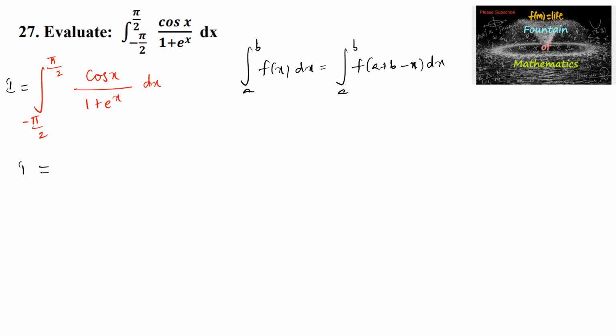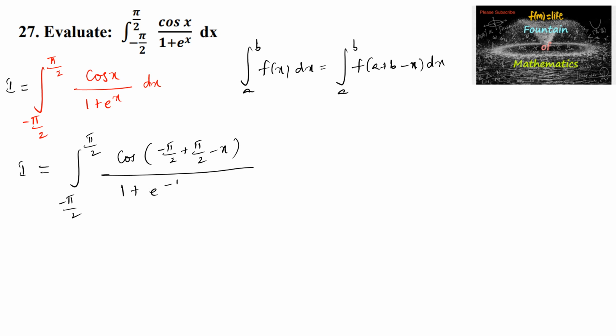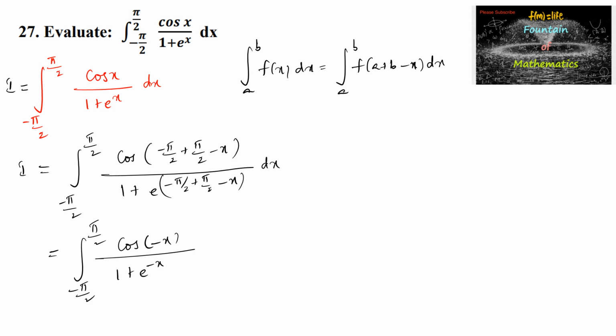So we can write I is equal to minus pi by 2 to plus pi by 2 cos of a plus b minus x, that is minus pi by 2 plus pi by 2 minus x, upon 1 plus e to the power minus pi by 2 plus pi by 2 minus x dx, which is equal to minus pi by 2 to plus pi by 2 cos of negative x divided by 1 plus e to the power negative x dx.